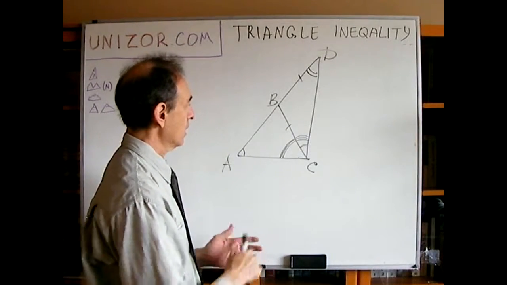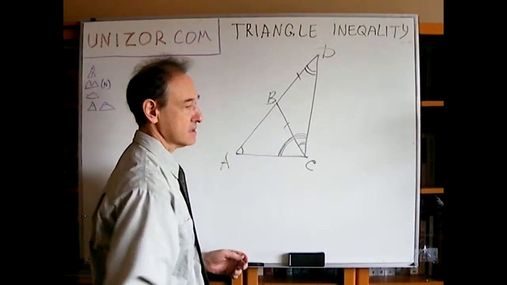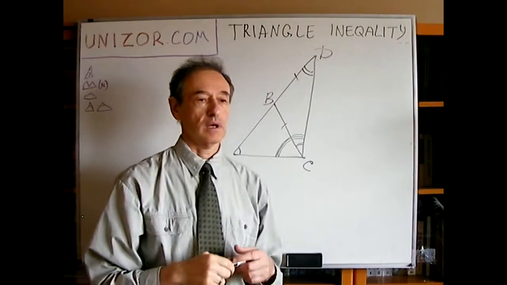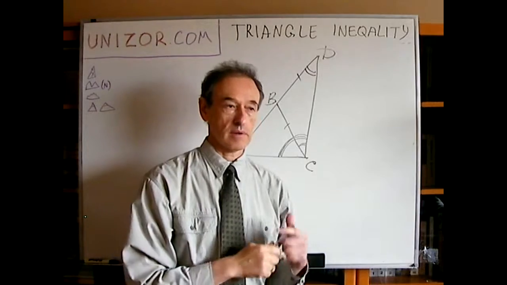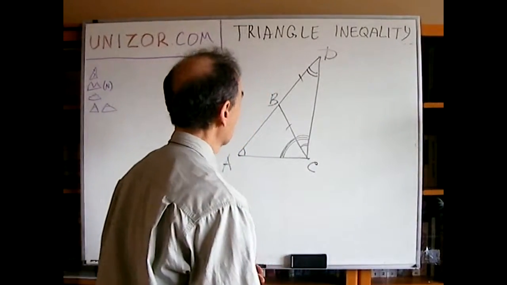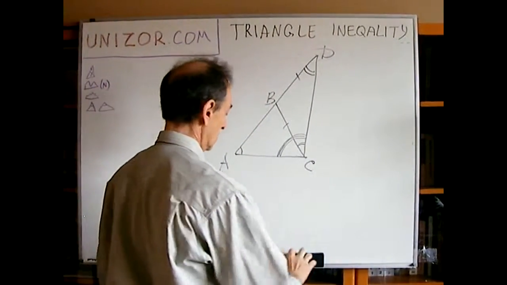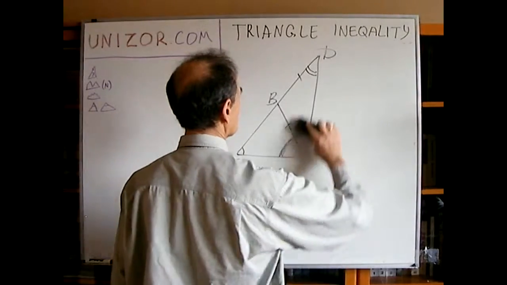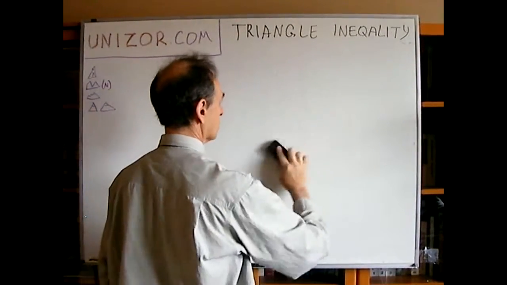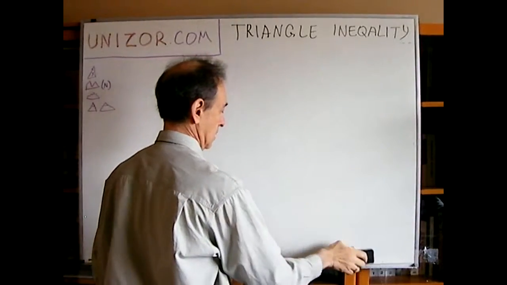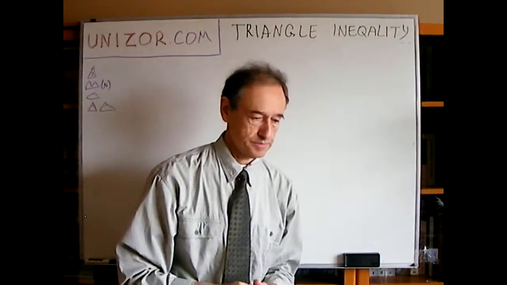Okay, so any two sides of a triangle have combined lengths greater than the third side. Now, let's do some more interesting logical considerations.